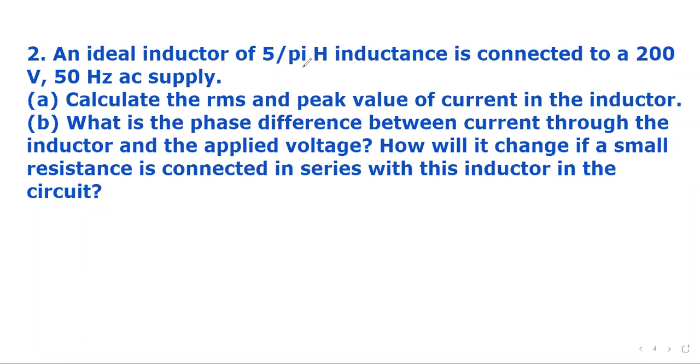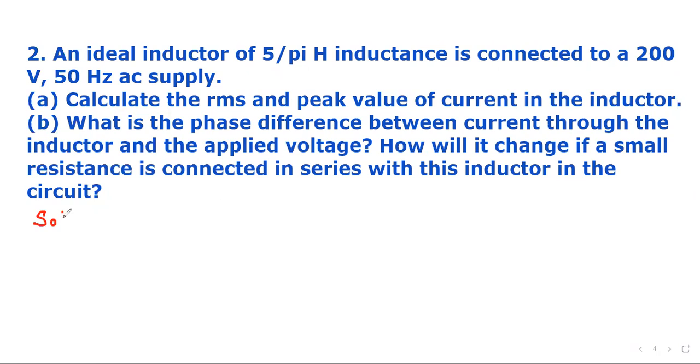An ideal inductor of 5 by pi Henry inductance is connected to a 200 volt, 50 hertz supply. Calculate the RMS and the peak value of current in the inductor. What is the phase difference between current through the inductor and the applied voltage? How will it change if a small resistance is connected in series with this inductor in the circuit?